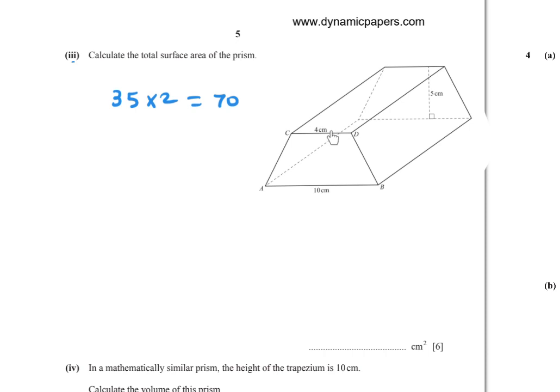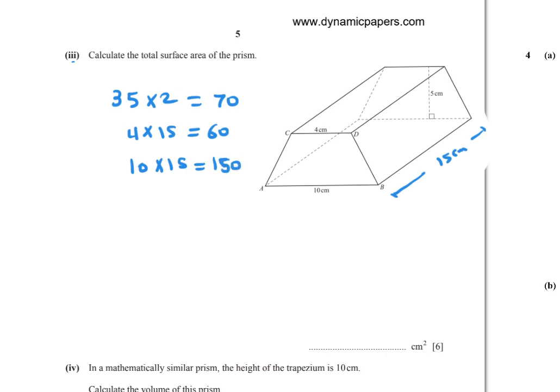For the rectangle at the top, the length is the length of the prism, 15, so this is 15 centimeters. Now we can find the area for this rectangle: 4 times 15 for the rectangle at the top equals 60 centimeter square. And the rectangle at the bottom is 10 times 15, 150 centimeter square.